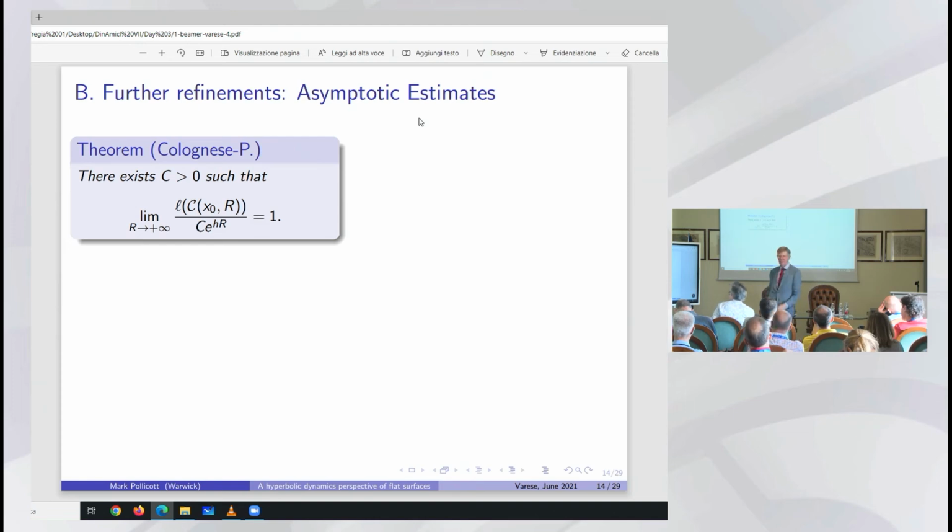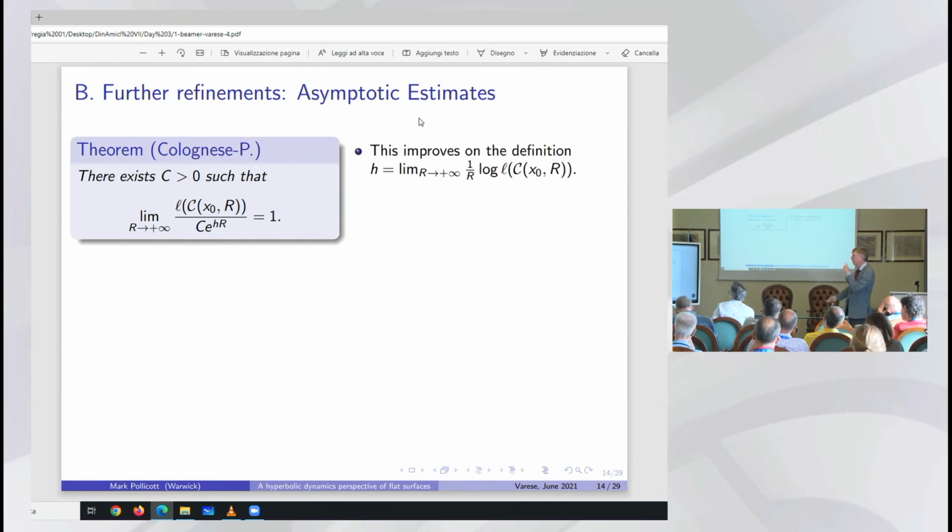But in fact, you can prove an asymptotic formula, which means that the perimeter itself grows at a rate given by a constant times e to the h times r. If I took logarithms in this, I would recover the entropy formula, which is the rate of growth. But this is a genuine asymptotic, which tells you that the circle actually grows essentially like a constant times e to the h times r, r being the radius. So that's one thing one can prove. This is kind of analogous, so it improves on just taking logarithms.